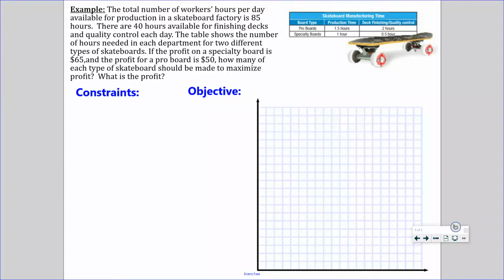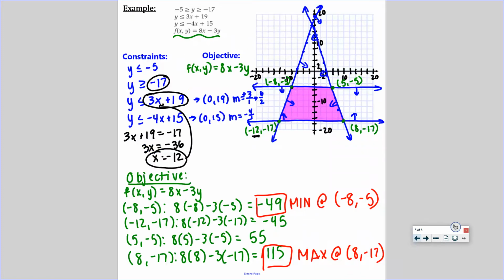Okay, this is our second day of lesson 3.3. As a refresher, we have just been graphing these constraints, aka these linear inequalities, and then we have some type of objective. So we look for the vertices of our feasible region where all the shading overlaps, plug them into our objective, and this allows us to find mins and maxes.